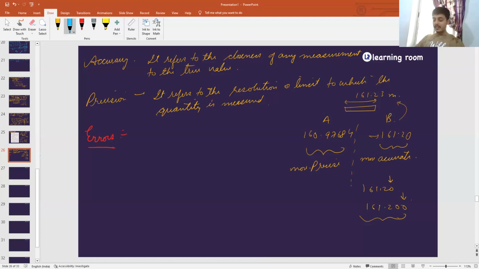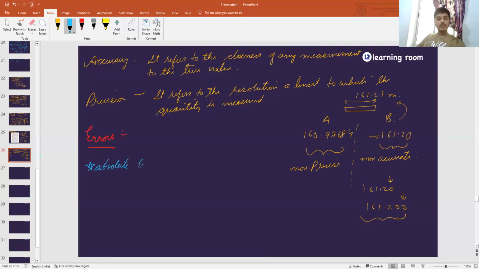Okay. So errors. What is error? Error is the change in any quantity from the true value. Deviation of the measurement from the true value is error, right? So there are a few terms before we study the error. The first one, let us say, is absolute error. What is absolute error?